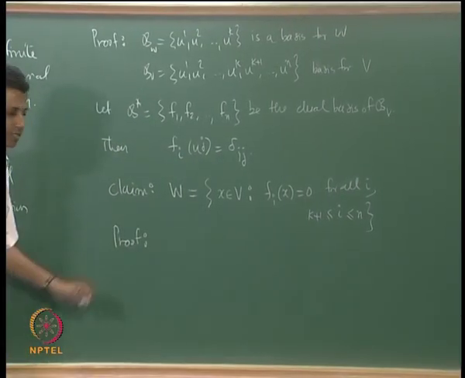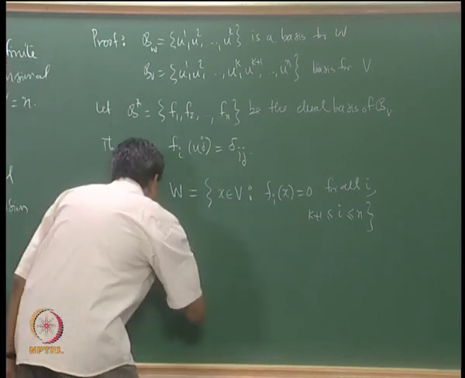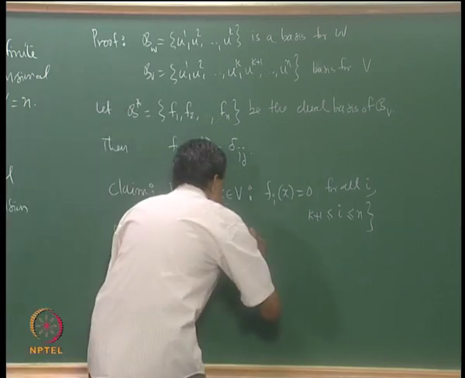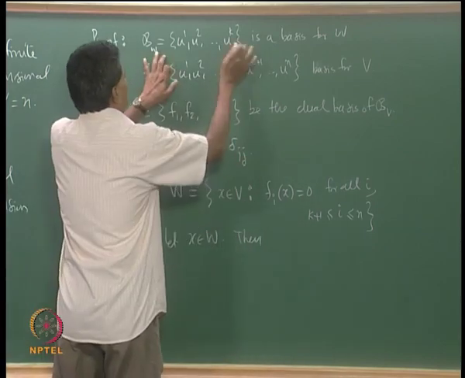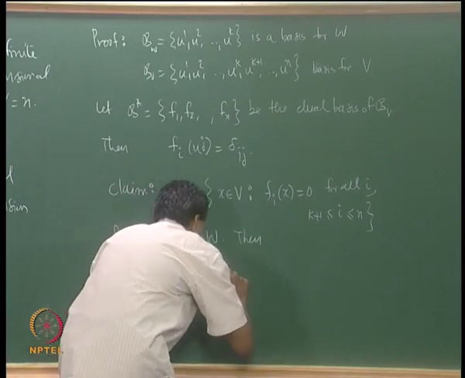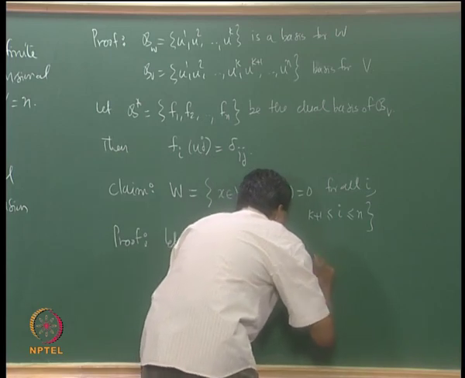So let me take x in W. I must show that this x has the property that whenever i is greater than or equal to k plus 1, fi of x is 0. Let x be an element of W. Then for W, I have taken this as a basis. So, this x can be written as alpha 1 u1 plus alpha 2 u2 etc. plus alpha k uk.